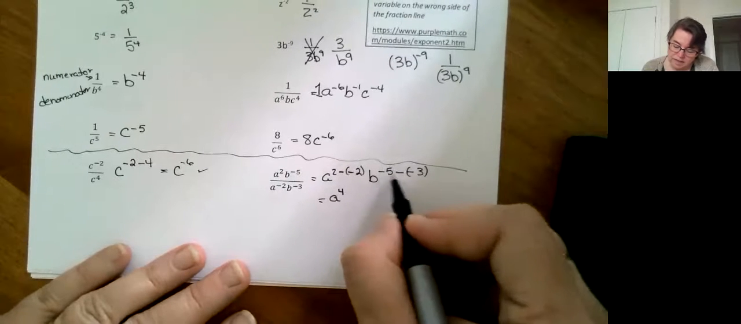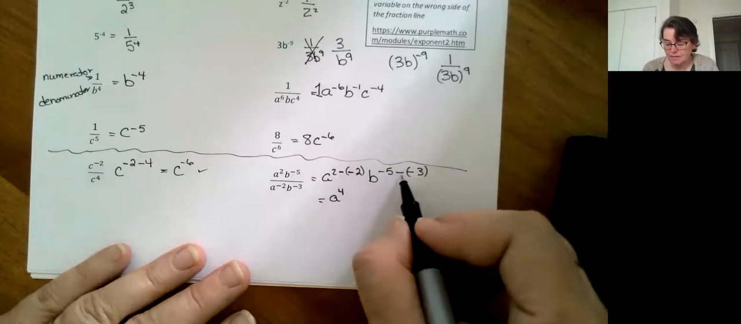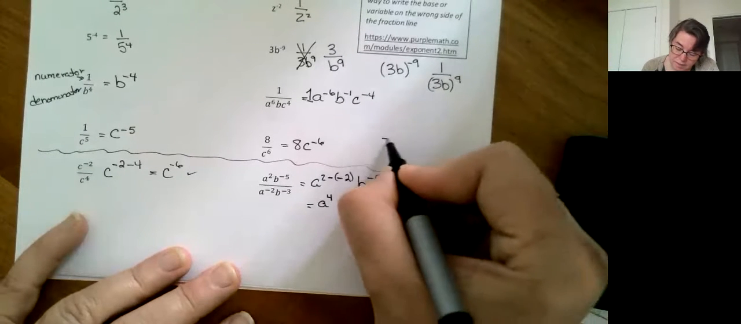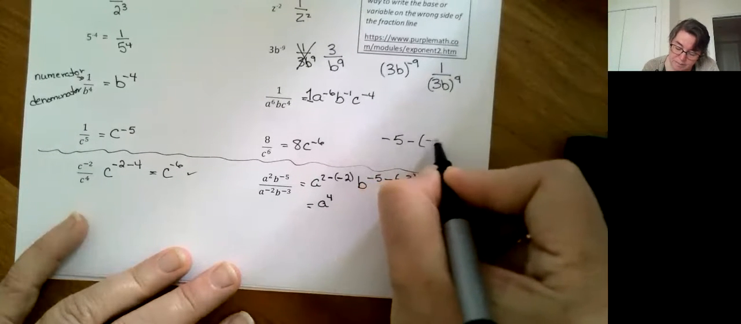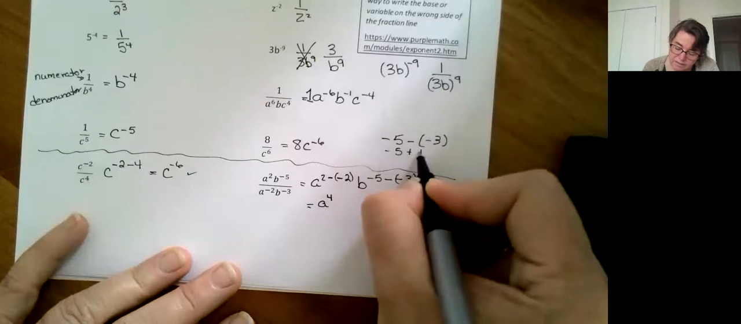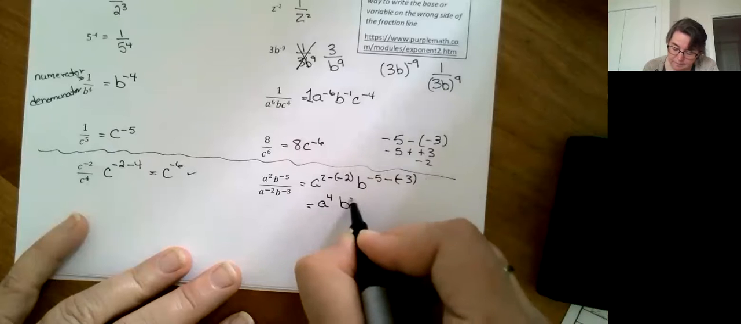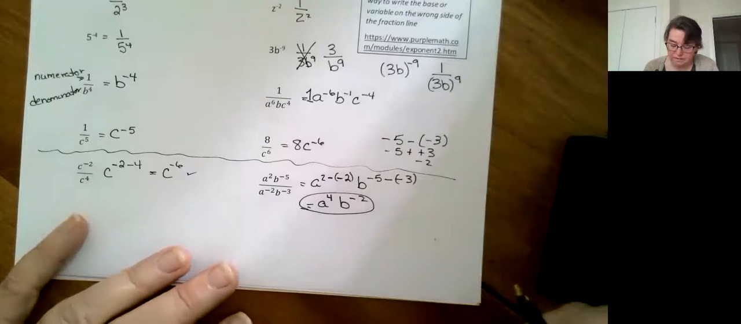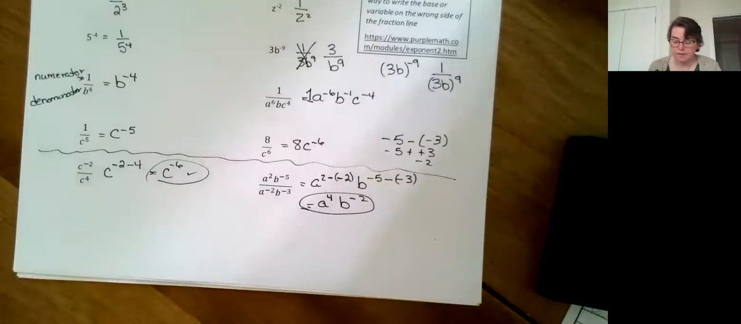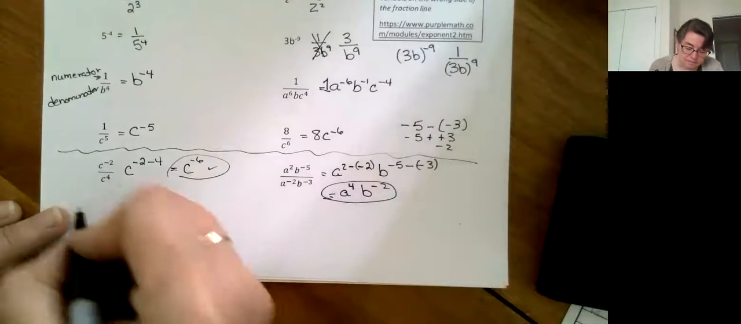We got minus 5 minus minus 3. Minus 5, this goes to a plus, this goes to a plus. Gives me minus 2. Okay. There. Ta-da. There's my answer.